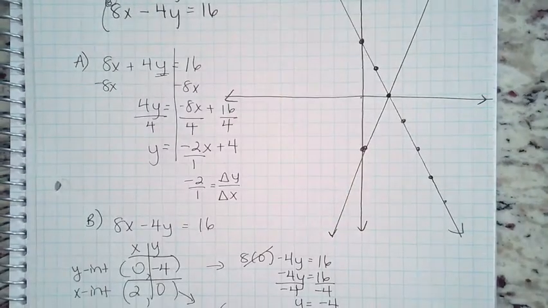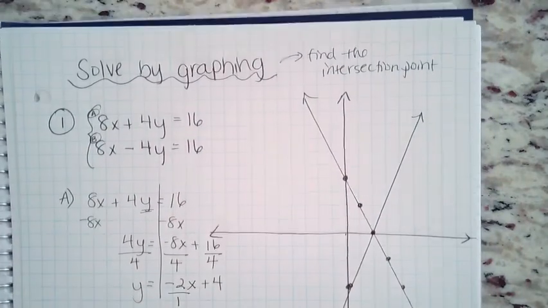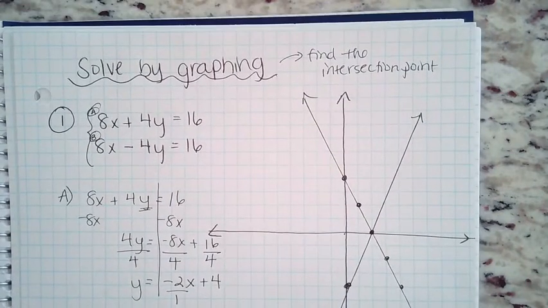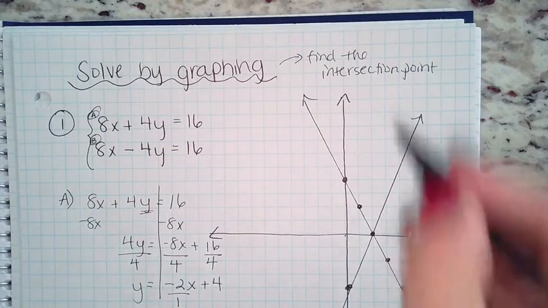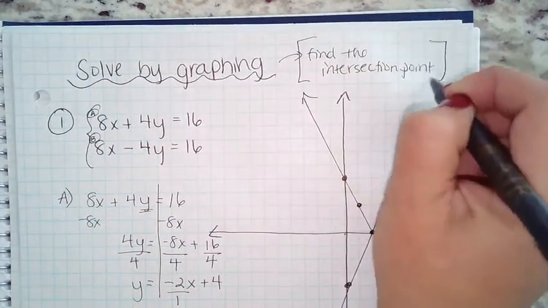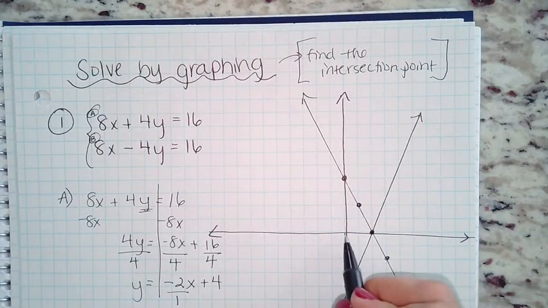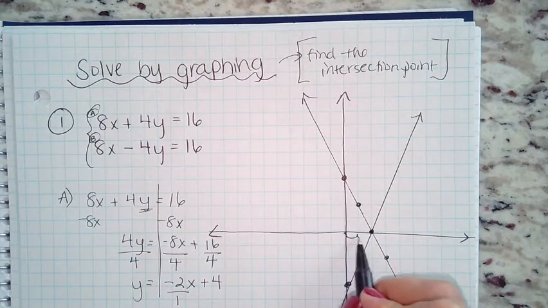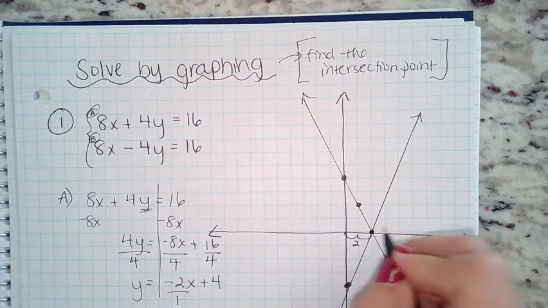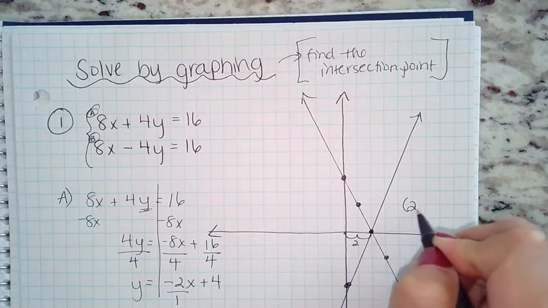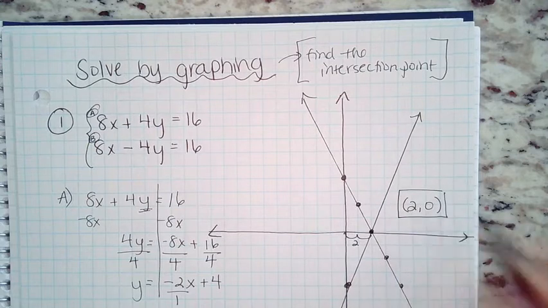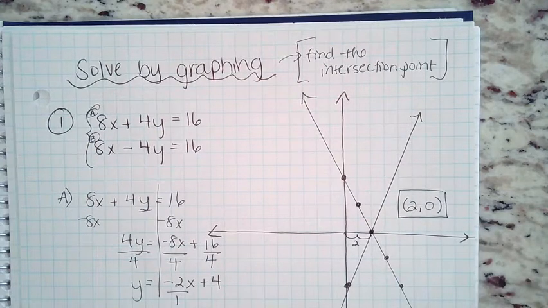Okay, so remember, our goal was not just to graph these. Our goal was to find the intersection point. That's where they're crossing each other. And so if I look at what that point is, I'm going to go over 2, and I'm going to go up 0. And so my intersection point is (2, 0). That's the solution to that.